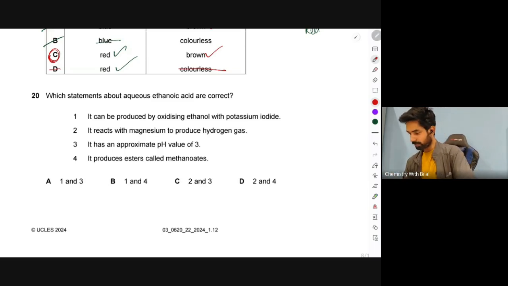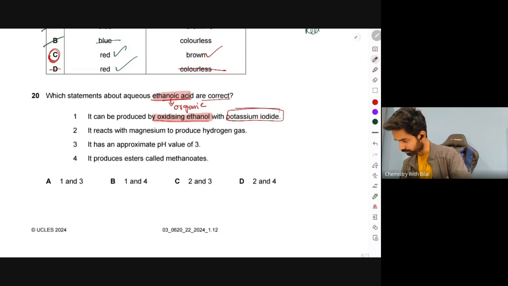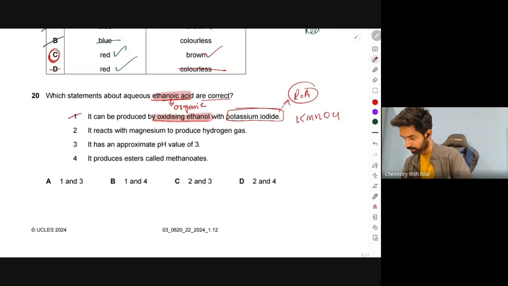The statement about aqueous ethanoic acid. Aqueous ethanoic acid is an organic acid which is a weak acid, right? So partially ionized. ये आपने याद रखना है. It can be produced by oxidizing ethanol with potassium iodide. इसकी देखो, हम इसको ethanol से oxidize करके ethanoic acid बना सकते हैं, लेकिन उसके लिए हम कौन सा oxidizing agent use करते हैं ना? ये तो reducing agent है. We need KMnO4 to convert ethanol into ethanoic acid, not iodide. This is a reducing agent.